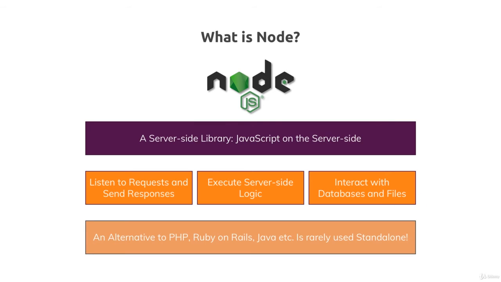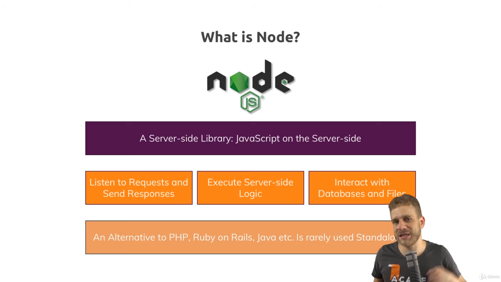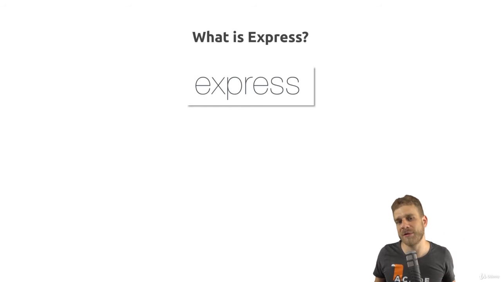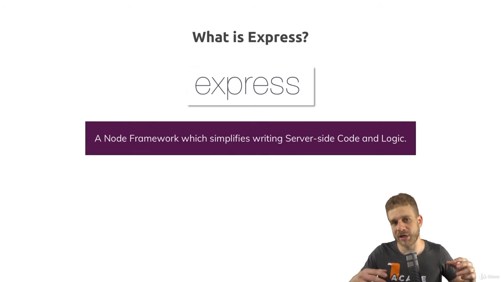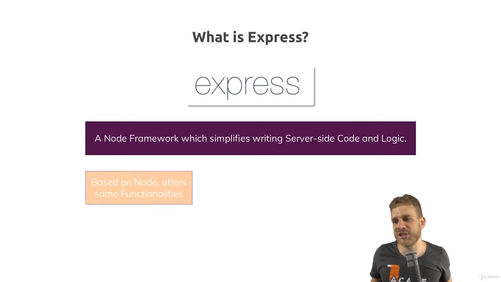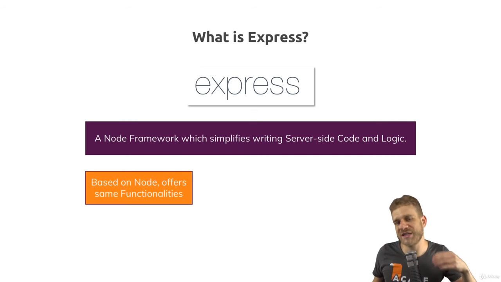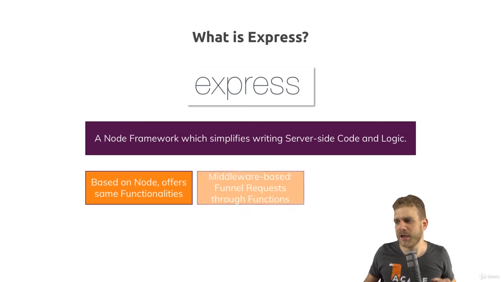Therefore, Node.js is an alternative to PHP, if you know that, or Ruby on Rails, ASP.NET, things like that. And it's rarely used standalone, just like these languages. You typically use a framework along with it, and that framework you typically use is Express. Express is a Node.js framework, so it still uses Node.js, the same language, but it adds a lot of utility features. So it offers additional functionalities, or in general, it makes things easier.